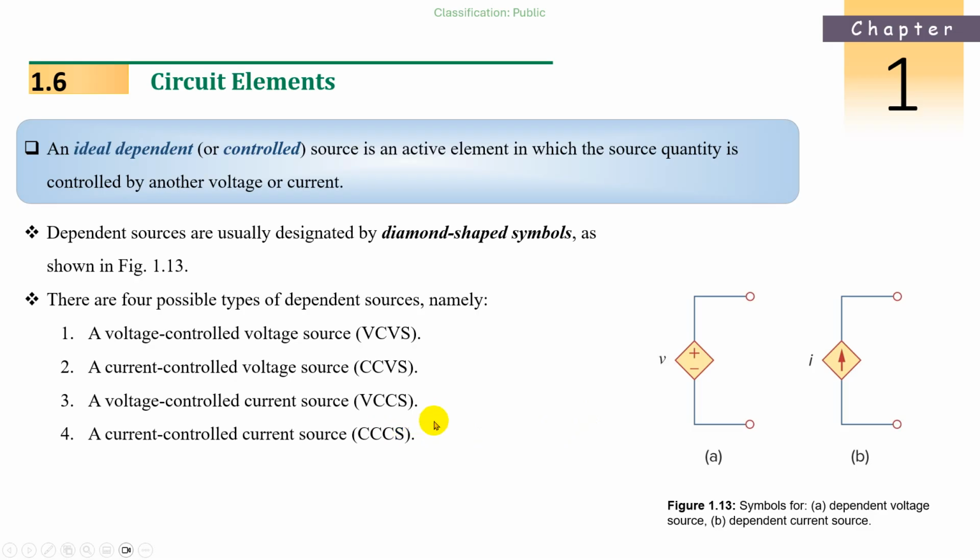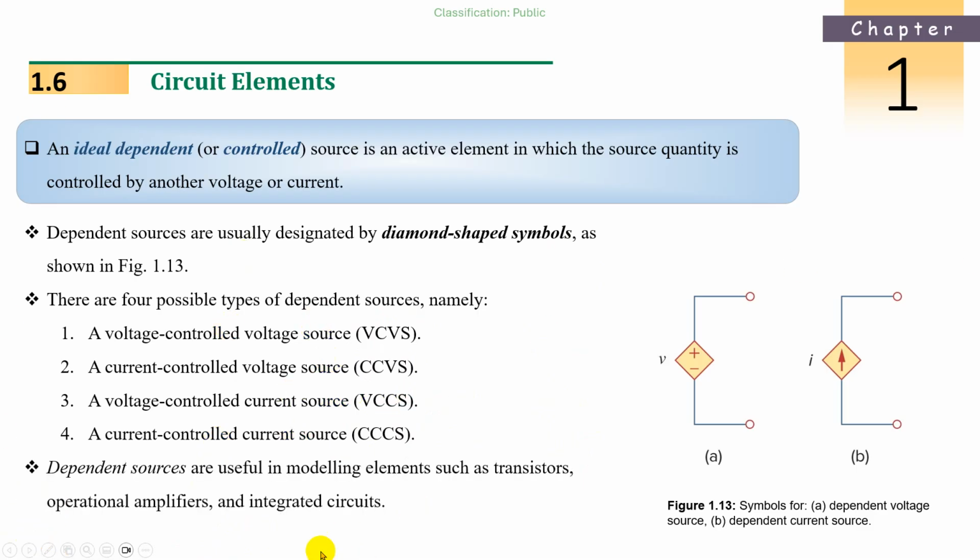See, current controlled current source. CCCS, then VCCS, CCVS, VCVS. So like this we have four types of control. This is very important in circuit analysis and for multiple choice questions. What is the full form of this one? How many types are there?